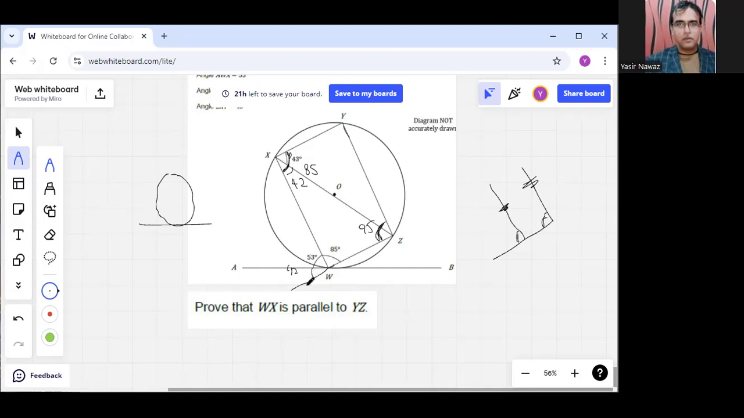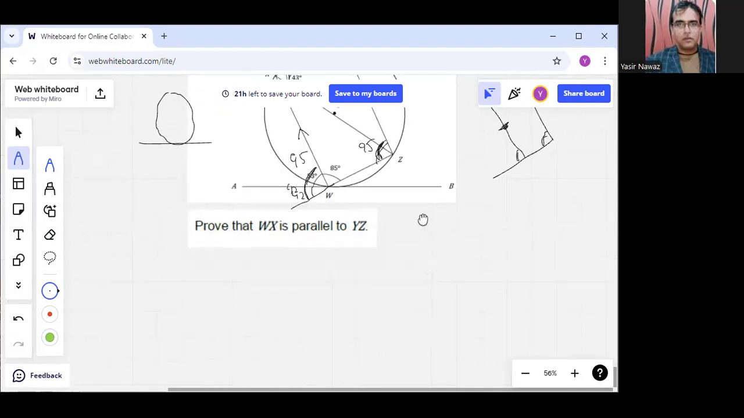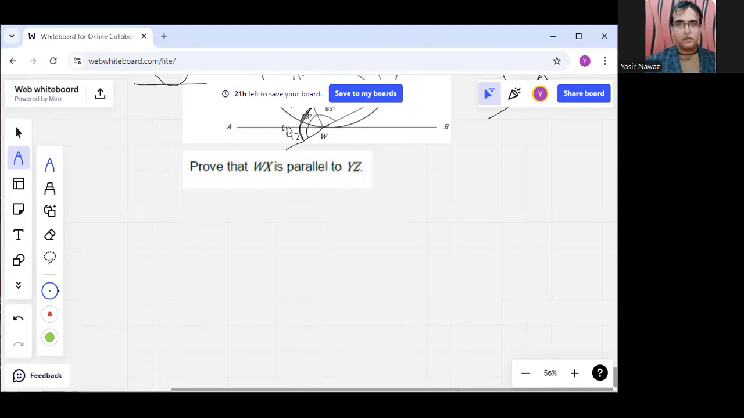So this angle is 42. 42 plus 53 would be 95. So this angle becomes 95. Now this is 95 and this is 95. It means that both angles are the same, so this side of the quadrilateral is parallel to that side of the quadrilateral. So that can help me prove it. Now I will move to the next practice question.